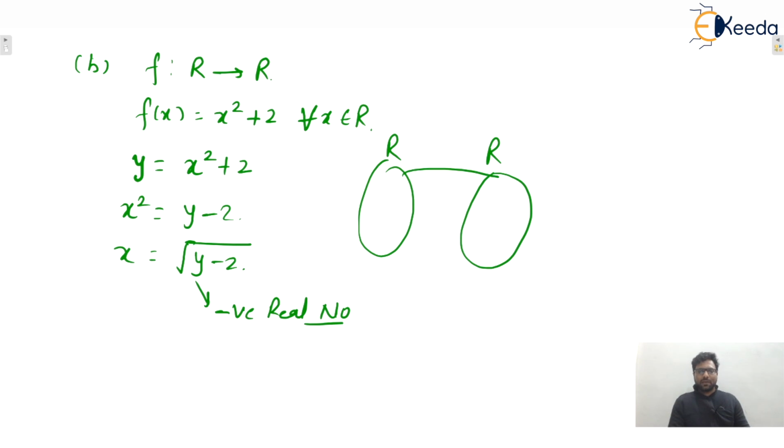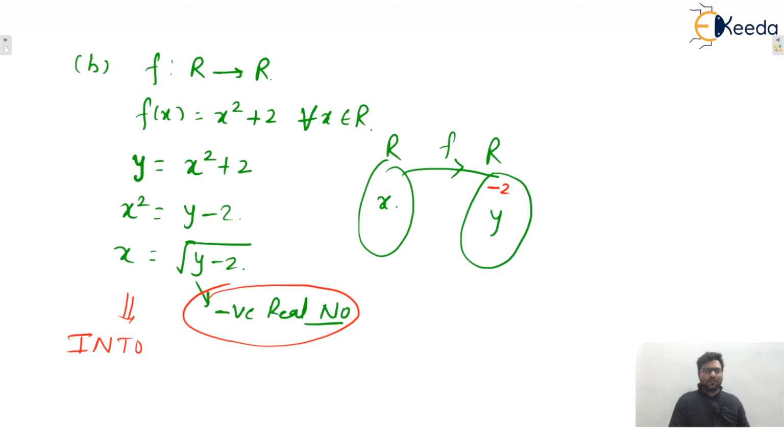Let's say this is set A and this is set B and this is the function f. Let's say this represents y and this represents the domain. For negative real numbers, let's say minus 2, there is no mapping, no x exists. That means in set B, some elements have no pre-image. So guaranteed, here range will be a proper subset of codomain. That's why this function is not onto, and not onto means this function is an into function. I hope this one is clear to everyone.